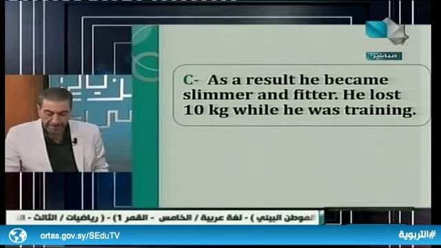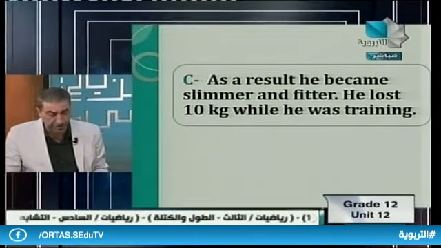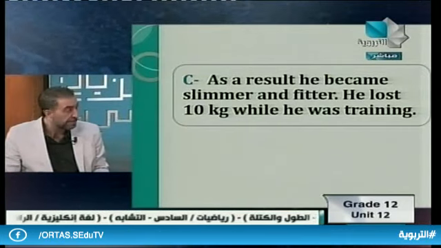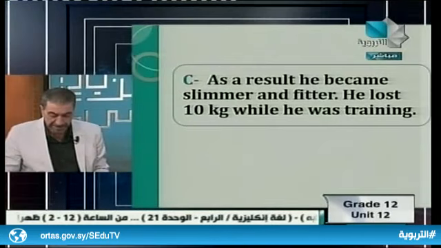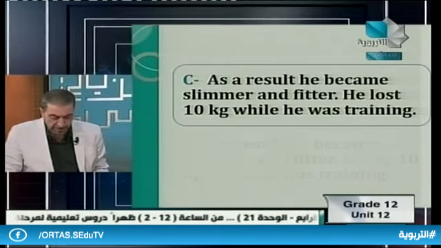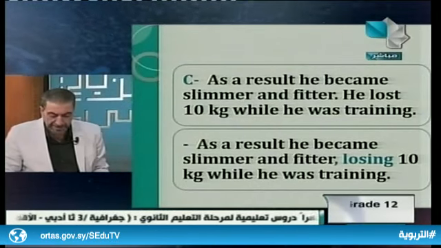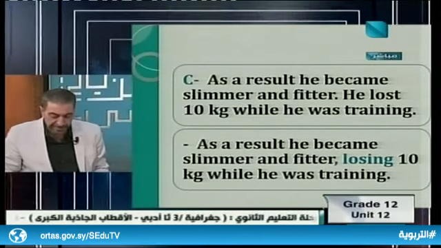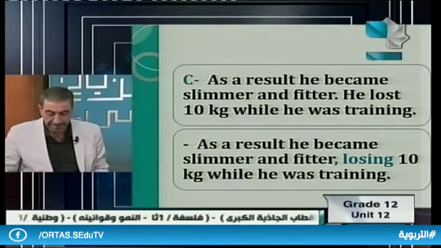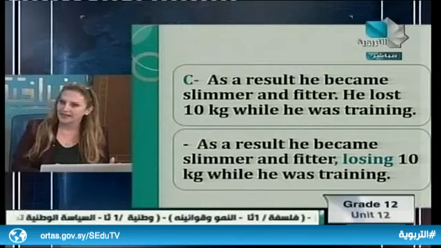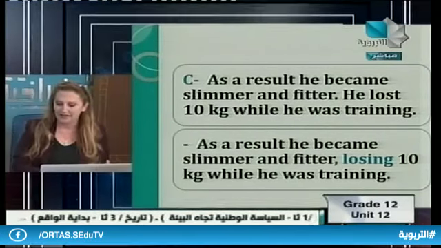Then we change lost to its base form, which is lose. We delete the e, then we add an ing. The sentence will become: as a result, he became slimmer and fitter, losing 10 kilograms while he was training. So we use losing instead of he lost, and we put a comma before it.